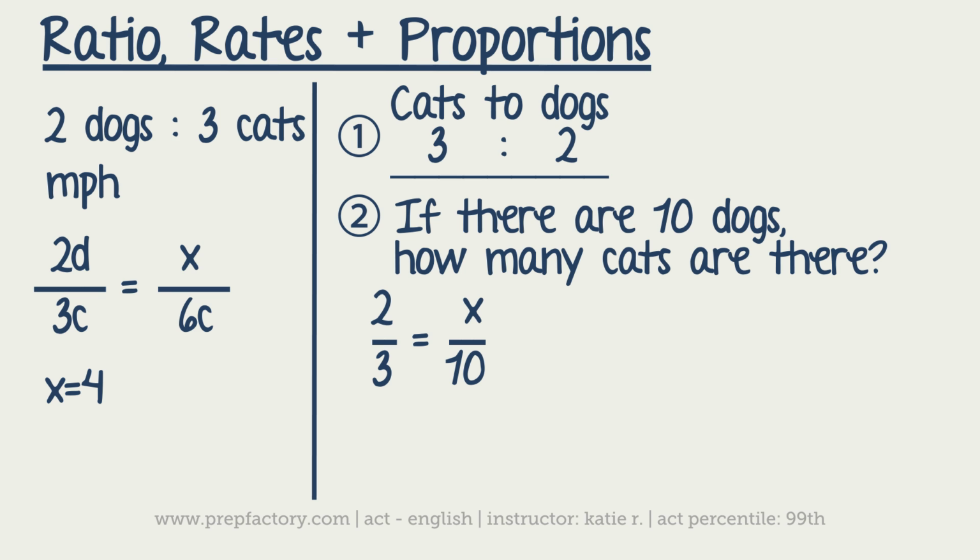So all you'd have to do is cross multiply that. So you would get 30 is equal to 2 times X, and then you divide by 2. And so you get X is equal to 15. So when you have 10 dogs, you have to have 15 cats, or 25 total animals.